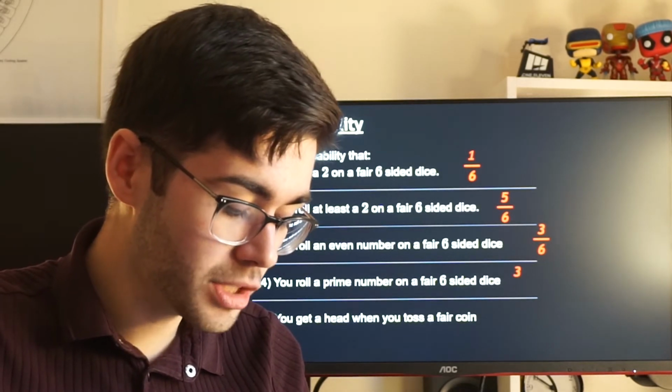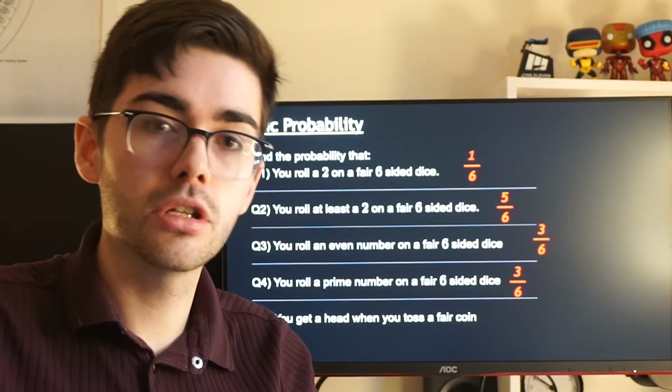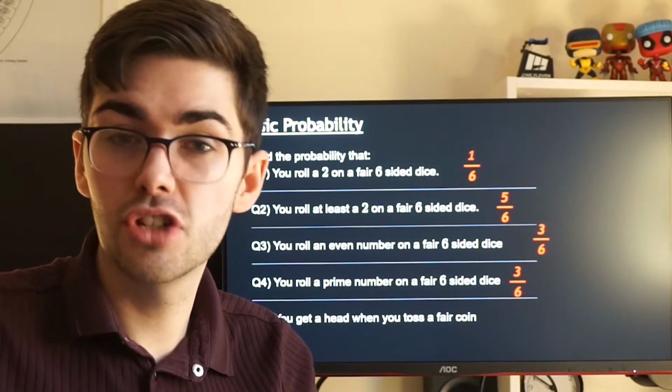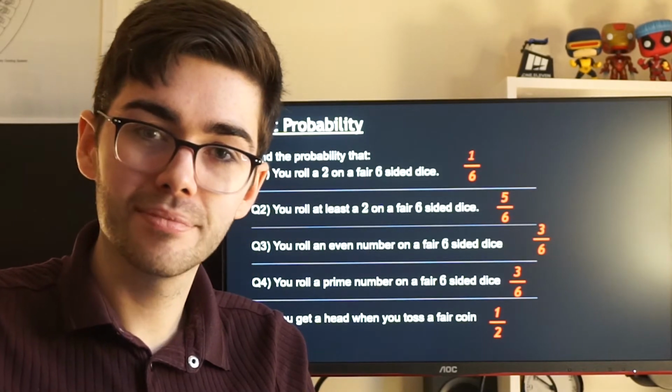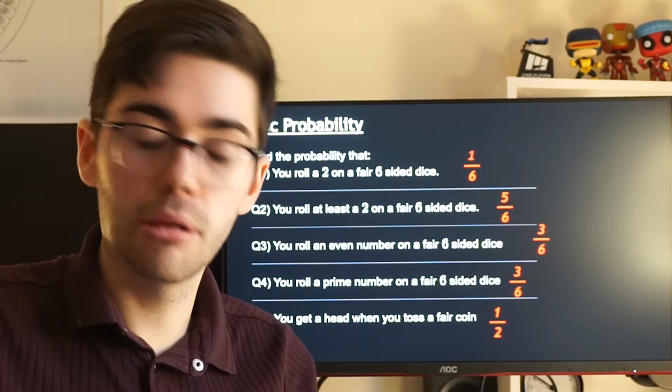Okay? What's the probability I get a head when I toss a fair coin? 1 option out of 2, because it's either heads or tails, so my probability is going to be a half. Okay? That's how we can calculate basic probability.